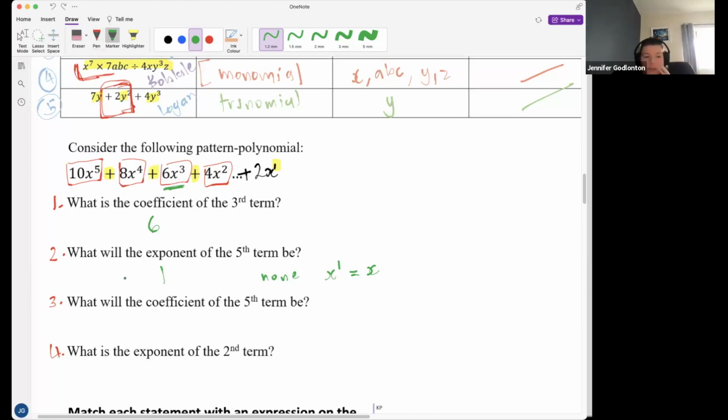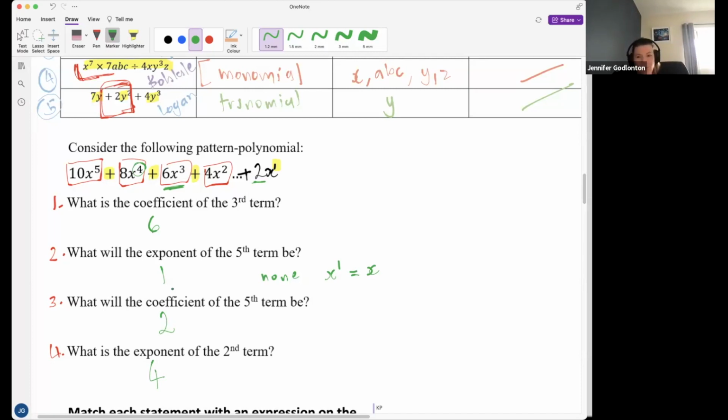Okay, question 3. What will the coefficient of the 5th term be? So our coefficient here is a 2. If you wrote plus 2, that's fine. What is the exponent of the 2nd term? The exponent of our 2nd term is a 4. So our answers are 6, 1, 2, 4. Let me know how you did out of 4.